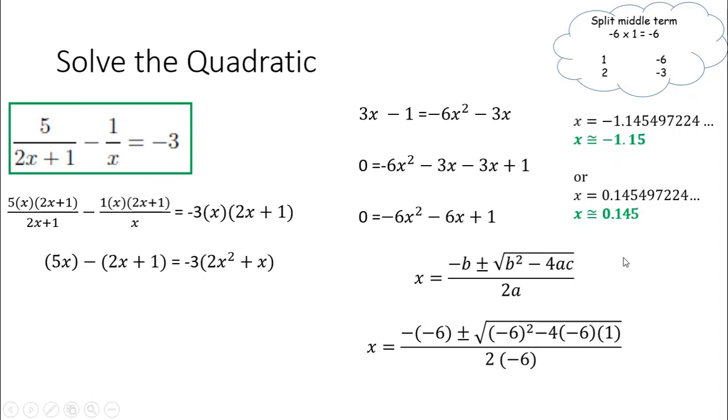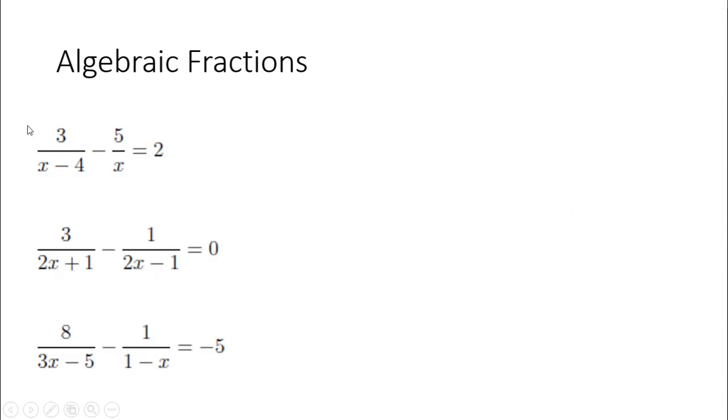Now, here are the other 3 examples that I'm going to leave you with. Remember that you can solve them all 3 the same way as we did the previous ones. Our first step should always be to multiply all terms by both of the denominators. So the 3 is going to get multiplied by the x minus 4 as well as the x. The 5 is going to get multiplied by the x minus 4 as well as the x. And the 2 is going to get multiplied by the x minus 4 and the x. Same with these 2 examples.